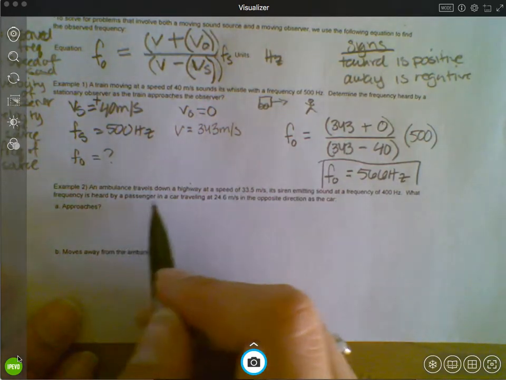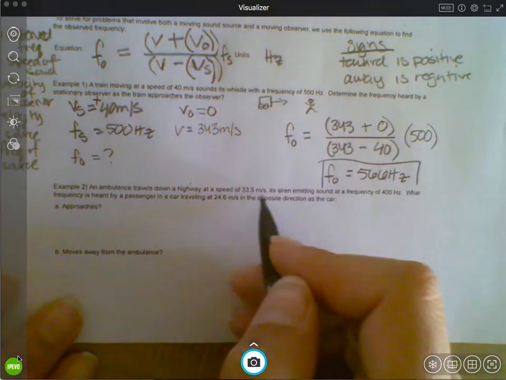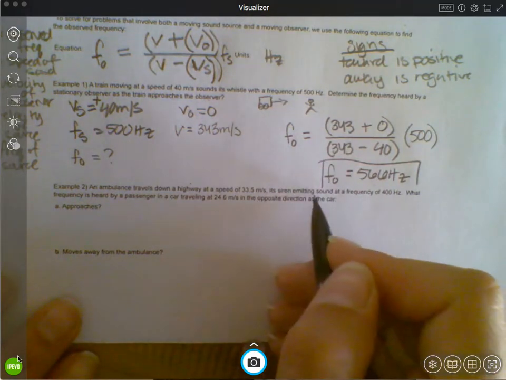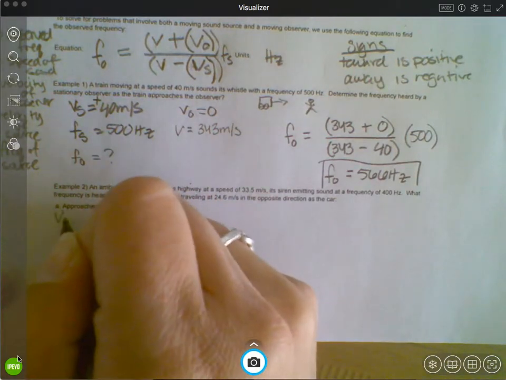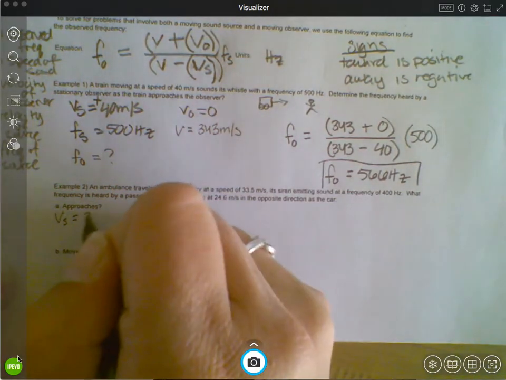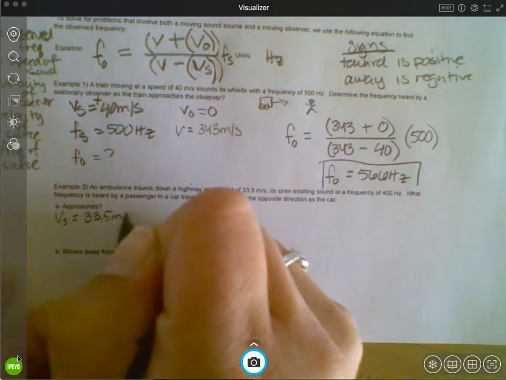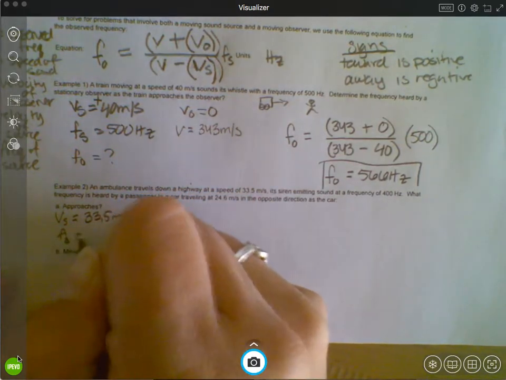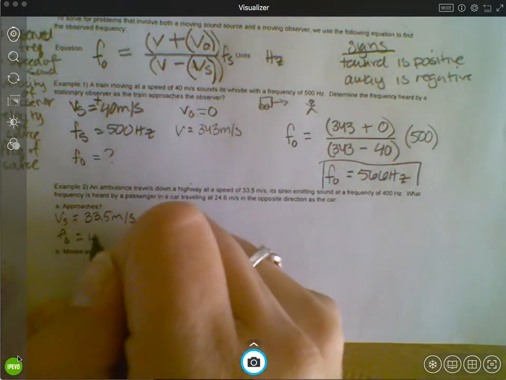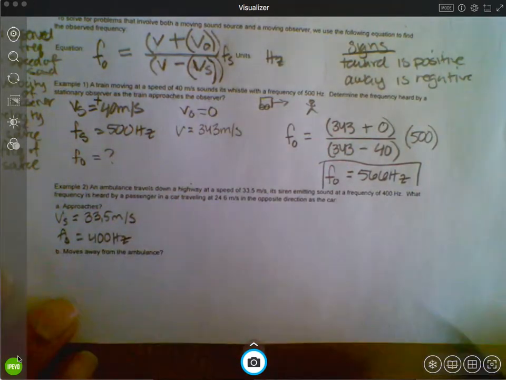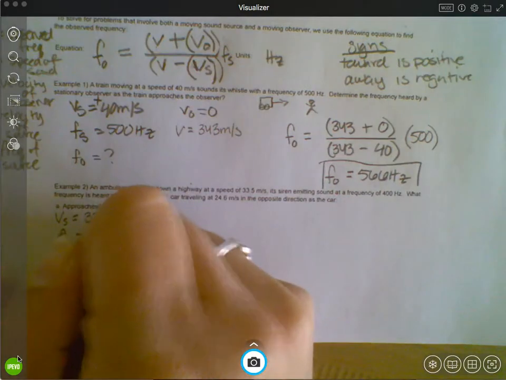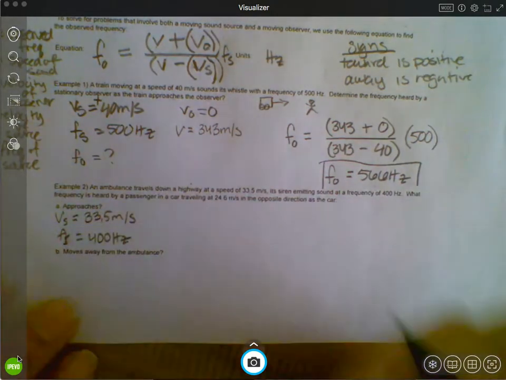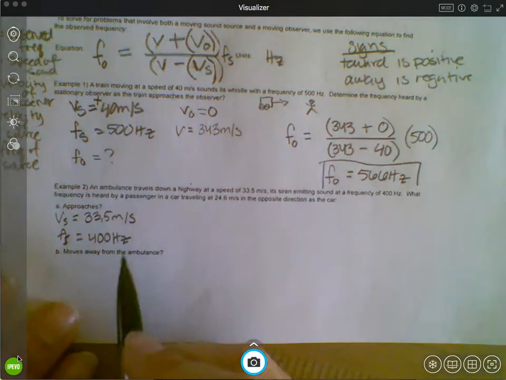An ambulance travels down a highway at a speed of 33.5 meters per second. Its siren is emitting a sound, so the ambulance is the source. It's moving at 33.5 meters per second, and it's emitting a sound at a frequency of 400 hertz. Okay, that should say S.